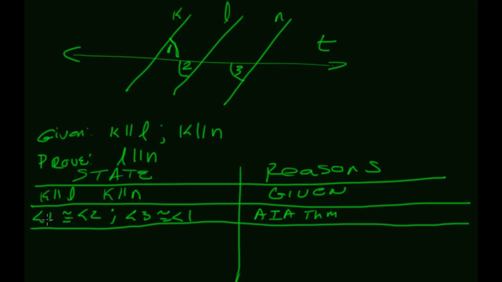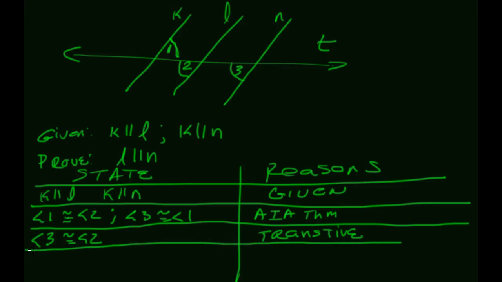Alright, so let's see. If 1 is congruent to 2 and 3 is congruent to 1, then angle 3 has to be congruent to angle 2. And that's by the transitive property. Right? If A is congruent to B, and B is congruent to C, then A is congruent to C. So that's got to be true. But see, 3 here is in the same position as 2. So these are corresponding angles formed by L, N, and T, which means that L must be parallel to N. And this is by the converse of corresponding angles postulate, which we stated earlier in this video.